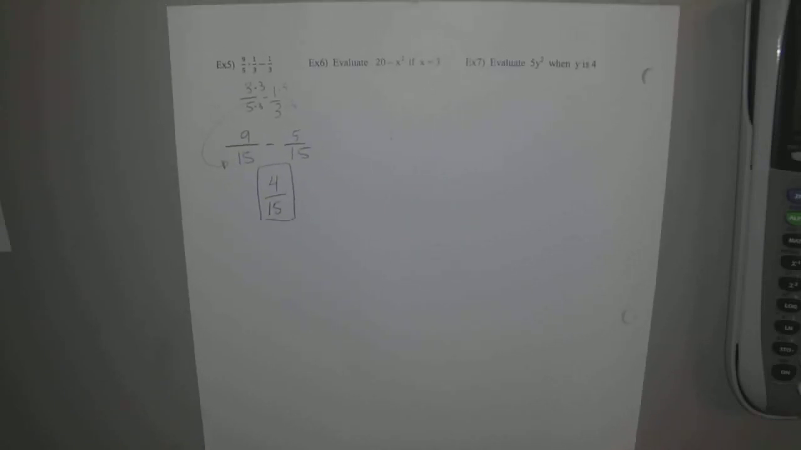All right? The next two, examples 6 and 7, are introducing variables. Have you guys seen variables before? Okay. Variables just mean they can vary. So notice on number 6, you have 20 minus x squared, but they give you a specific x, but does x always have to be 3? No, it could be -2, it could be 18, I don't care. It could be anything, okay?